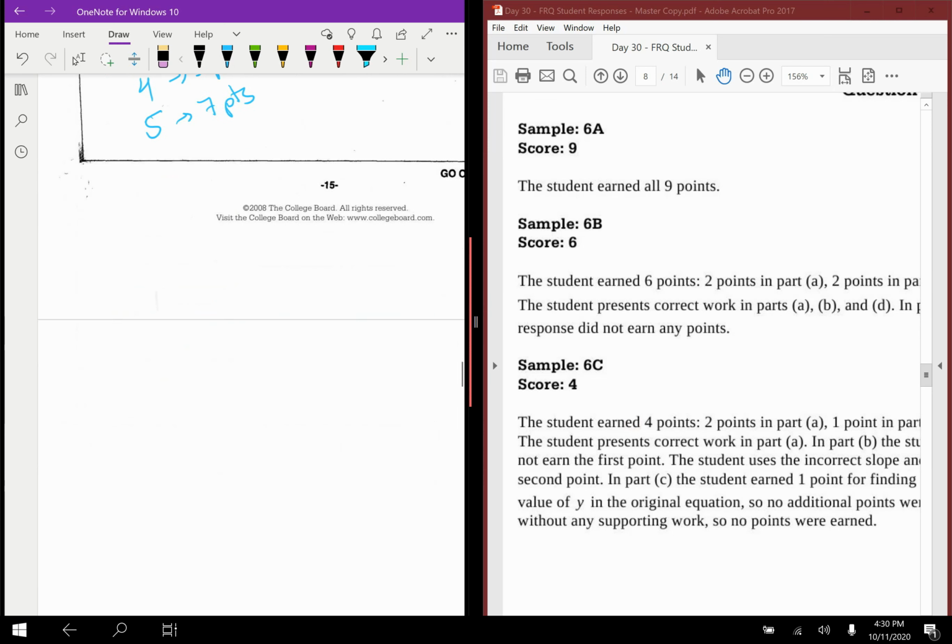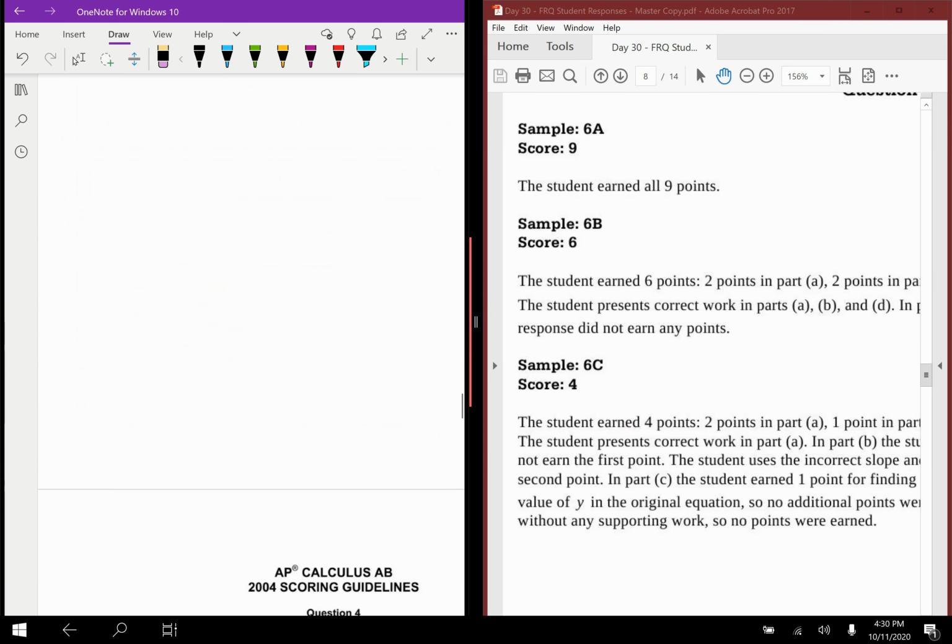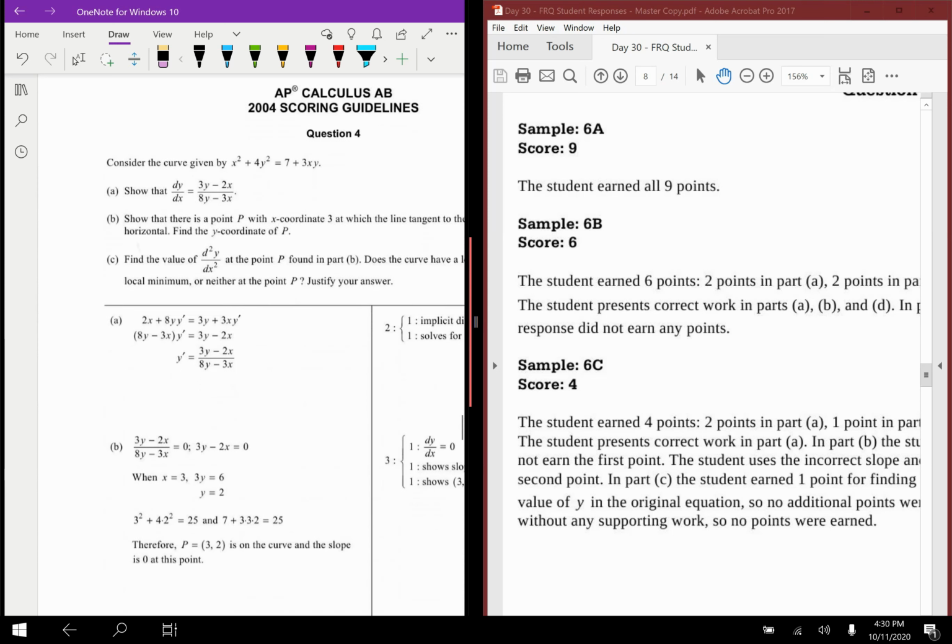All right, let's move on to our second one. Our second problem is the second free response that you guys had last night.